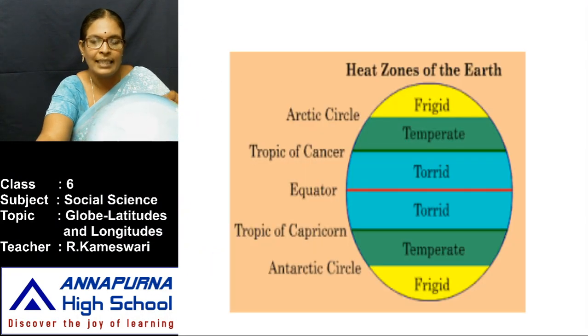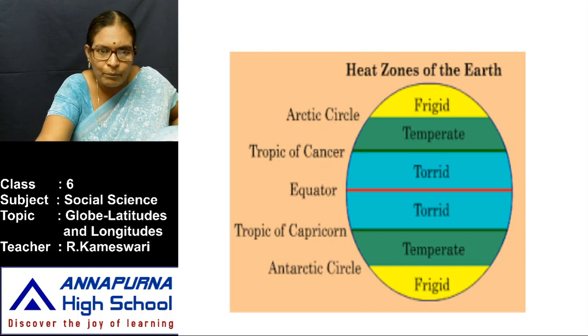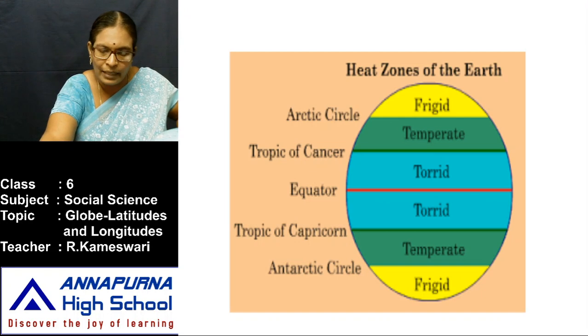Next I will show you that map again. See carefully here. Torrid zone lies between the Tropic of Cancer and Tropic of Capricorn. This area is called the torrid zone or equatorial zone. Why is this zone called equatorial zone? Because the equator passes through this zone. That's why it is called the equatorial zone. Next, temperate zone. Temperate zone lies from Tropic of Cancer to Arctic Circle in the northern hemisphere, and Tropic of Capricorn to Antarctic Circle in the southern hemisphere.